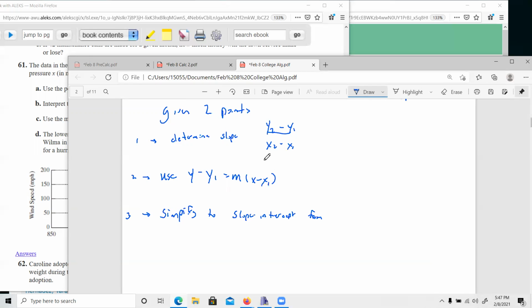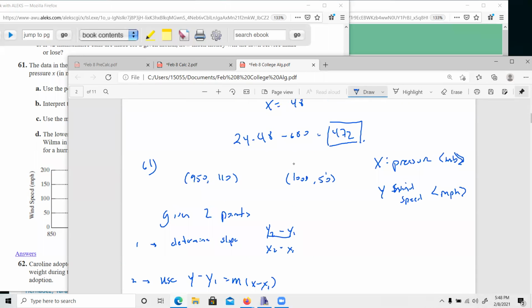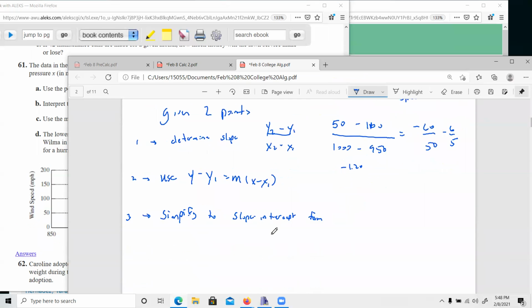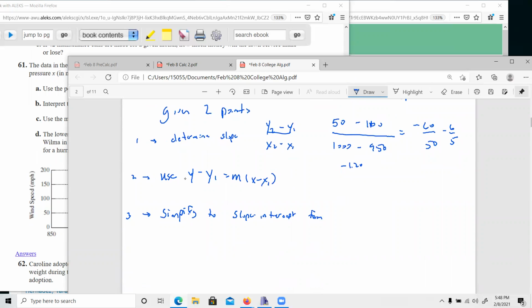So to figure out the slope, we're going to take our y2 minus our y1. So we could have 50 minus 110, and then our x's, 1,000 minus 950. Right. So 50 minus 110, what is that, negative 60? And then 1,000 minus 950, that was 50. That cancels, and we get negative 6/5. All right, or negative 1.2. Okay. Now we're going to go on to step 2.